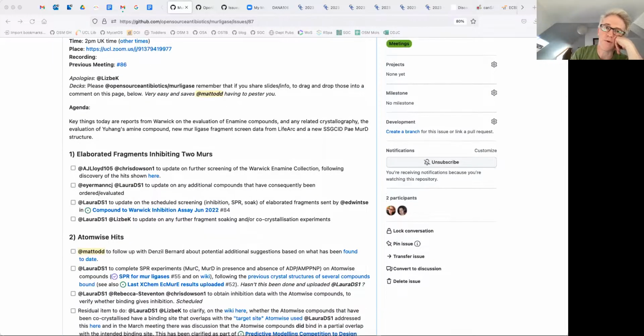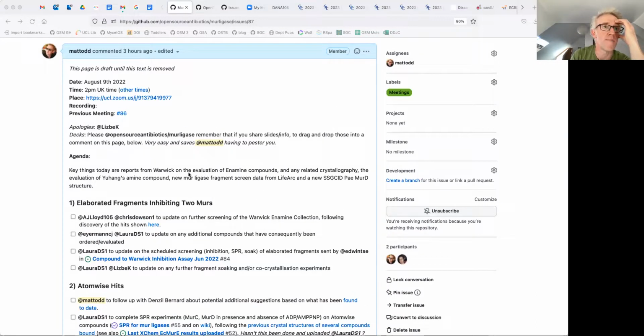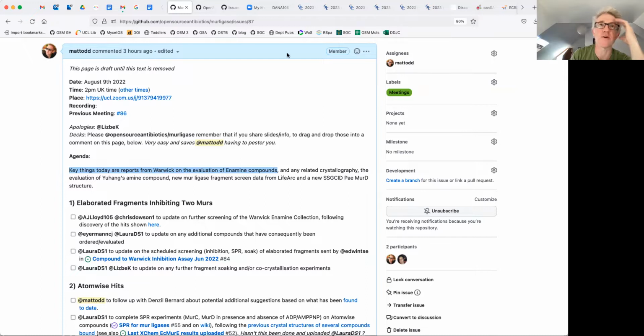All right, there are a few key things today which I've highlighted here. So Laura, if you're happy to update us on the first thing, which was what's been going on the last month in terms of the enamine compounds that have been measured, about the screening and all that. Anything that's happened in terms of you shipping stuff to Diamond, and you've been looking further at those compounds.